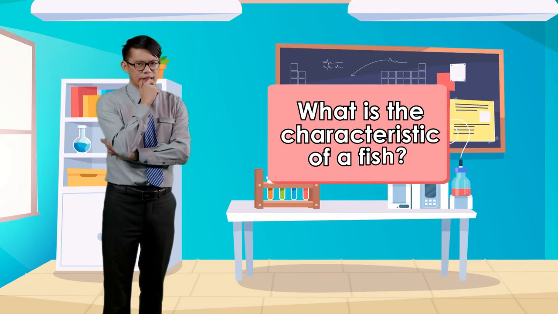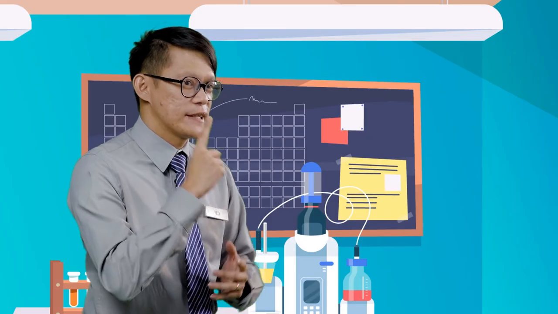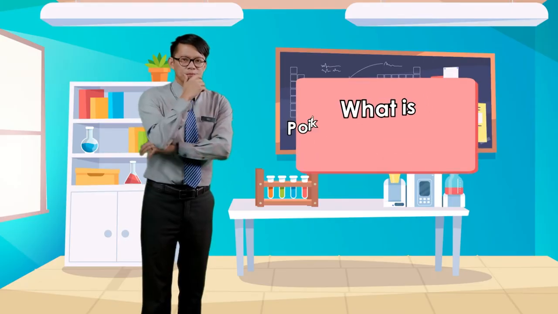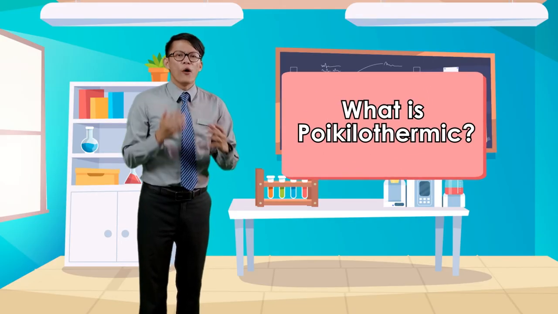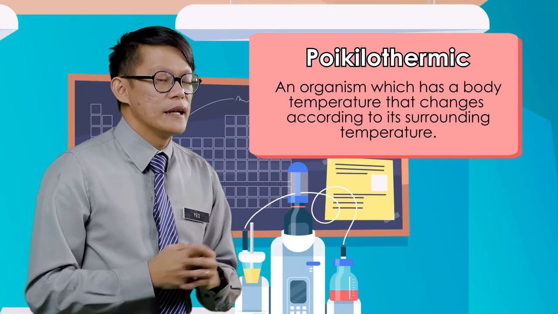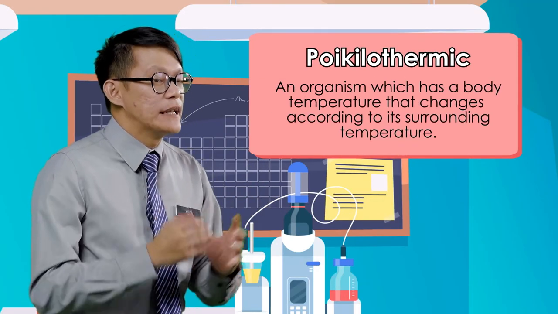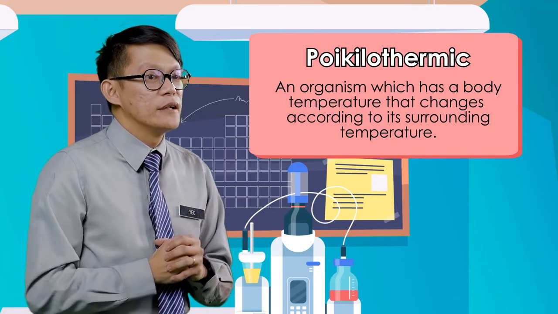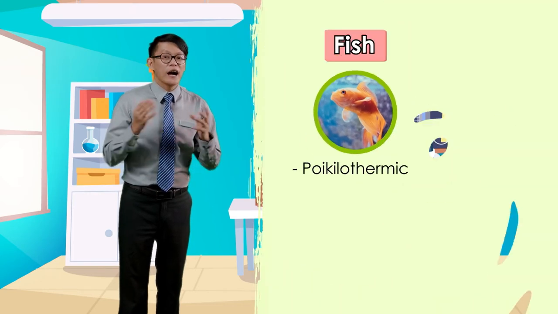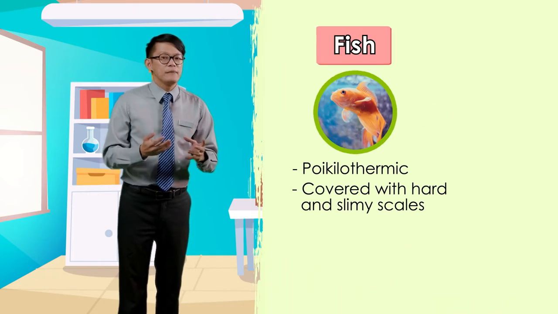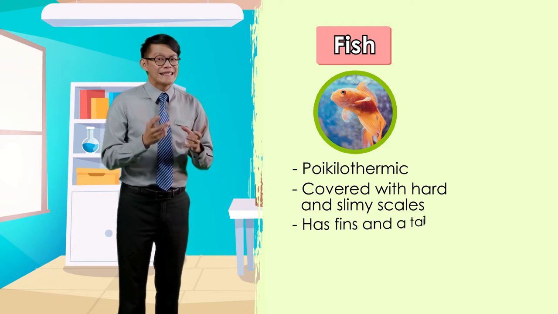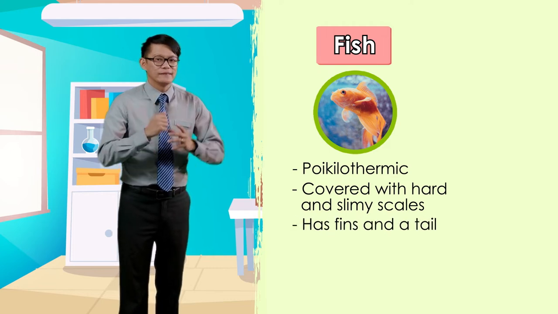What are the characteristics of a fish? First, fish are poikilothermic. What is meant by poikilothermic? Poikilothermic is an organism that has a body temperature that changes according to its surrounding temperature. Next, fish are covered with hard and slimy scales. Fish have fins and a tail.